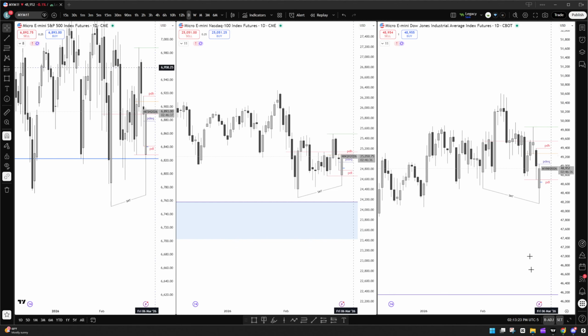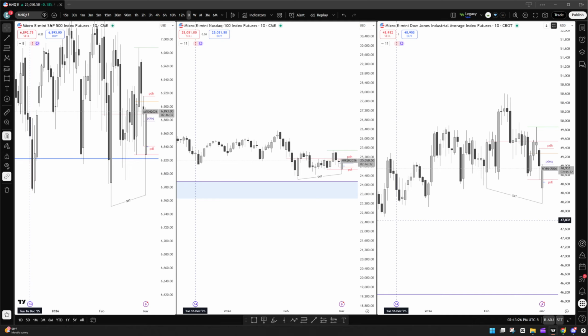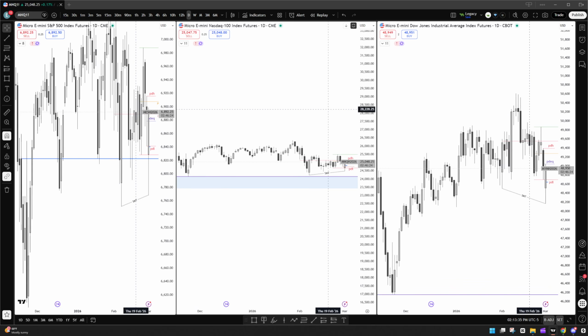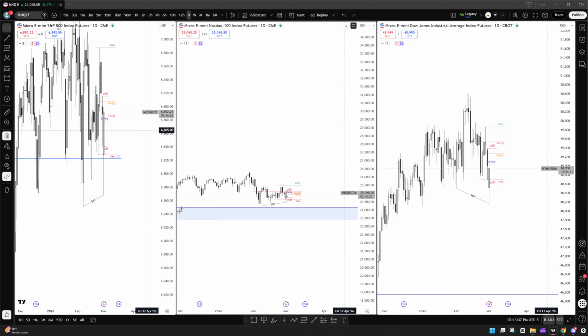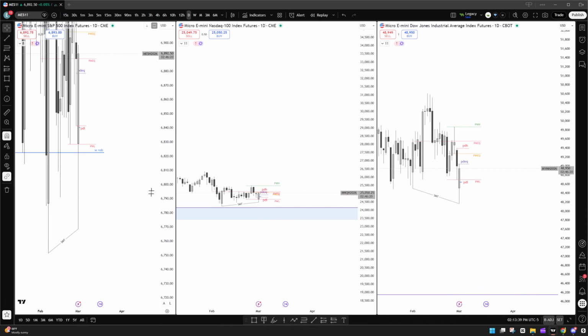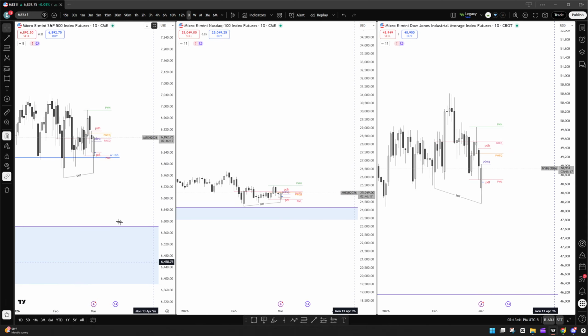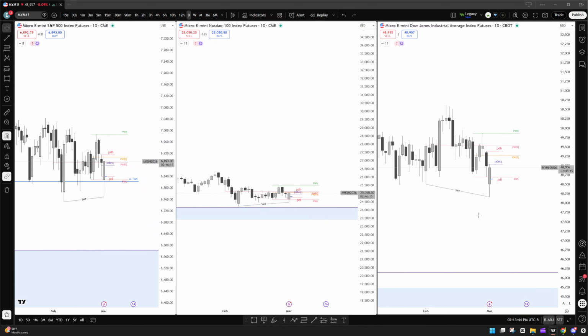All right, this is what we're going over today. What is it? March the 2nd, Monday. I did not trade this morning. I wanted to wait and see how price developed today. That being said, it did go exactly as I had anticipated. So let's just take a look here.